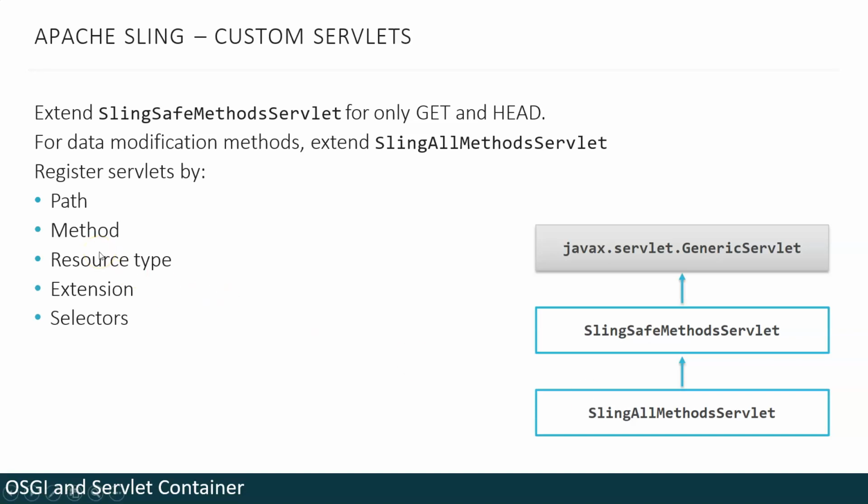Sling offers various ways of binding servlets. We can use path, method, resource type, extension, and selectors. Let's go to our training project and create a simple servlet.